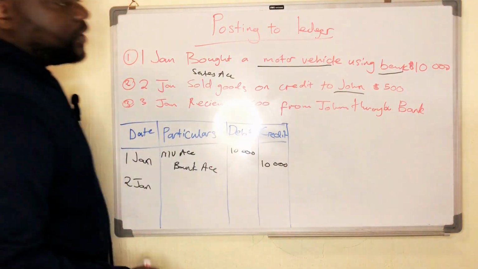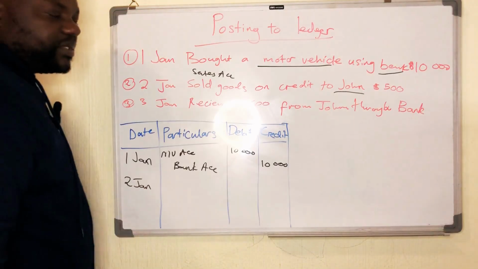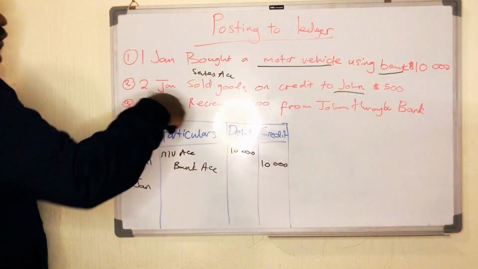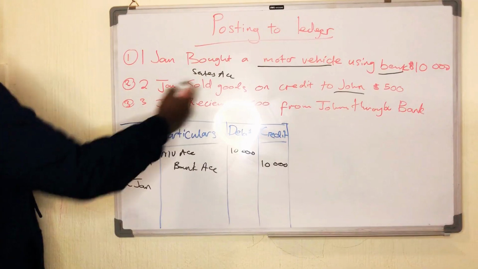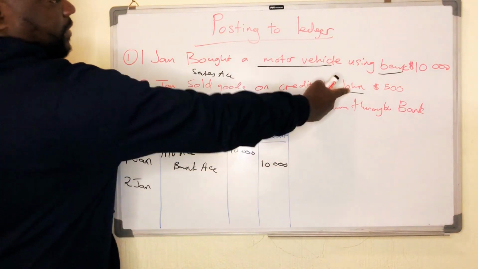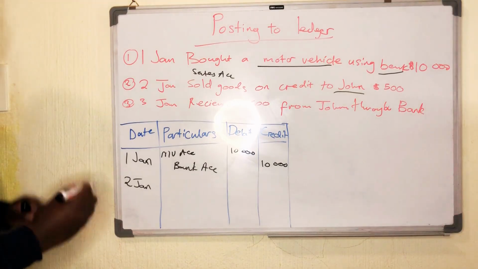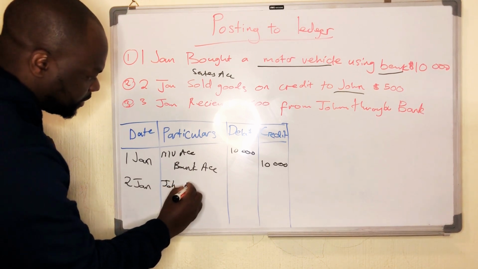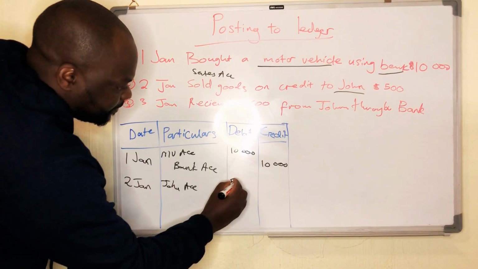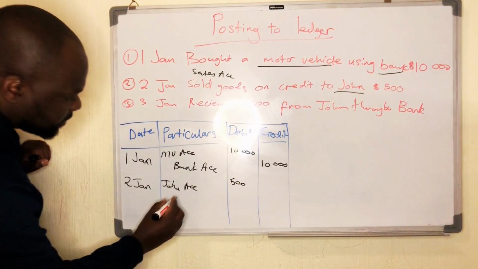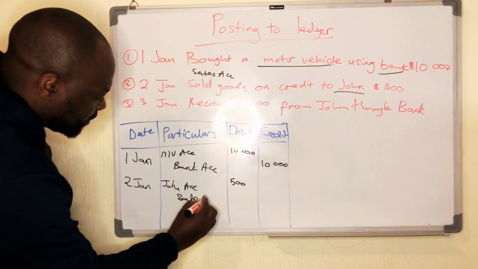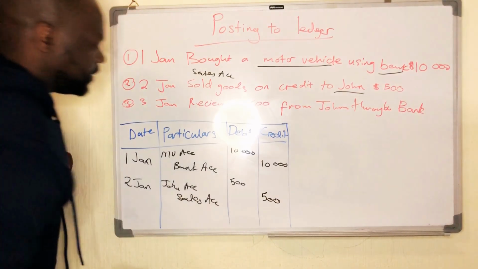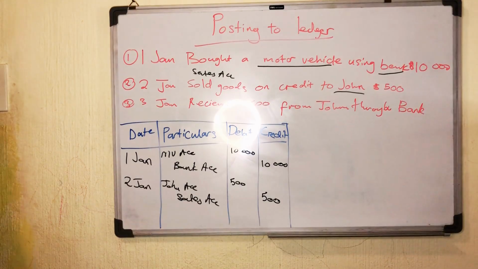Then personal account, what does it say? Debit the receiver, credit the giver. In this case, John is the one who's receiving. If you are selling, John is the one receiving the goods that we are selling. So we are going to debit John. I'm putting the journal entry here. John account debited, amount is 500. Credited is sales account, credit amount is 500. Done. And we go to the third transaction.